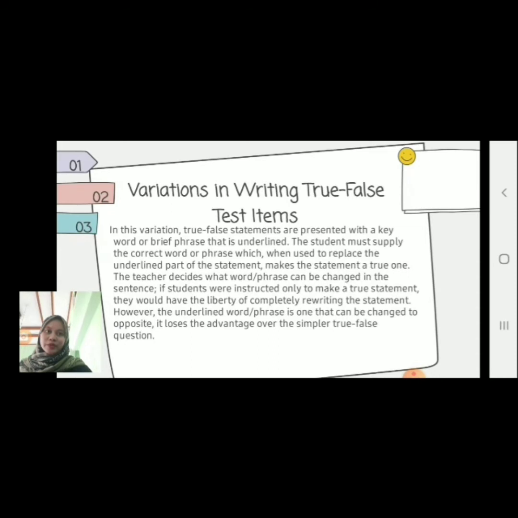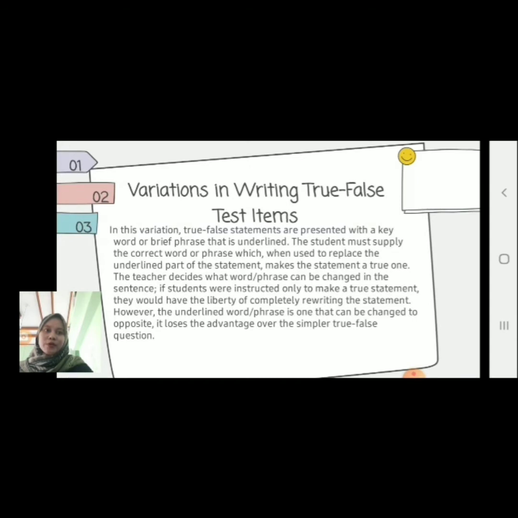In this section, we will learn about variation in writing true-false test items. In this variation, true-false statements are presented with a keyword or brief phrase that is underlined. It is not enough that a student correctly identify a statement as being false. To receive credit for a statement labeled false, the student must also supply the correct word or phrase which, when used to replace the underlined part of the statement, makes the statement a true one. This type of item is more useful in determining whether students actually know the information that is presented in the false statements.